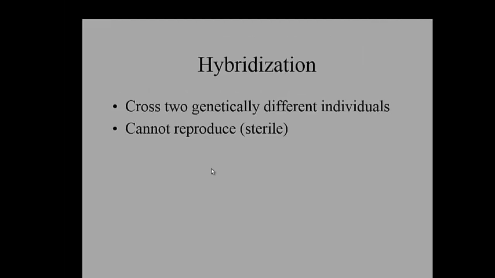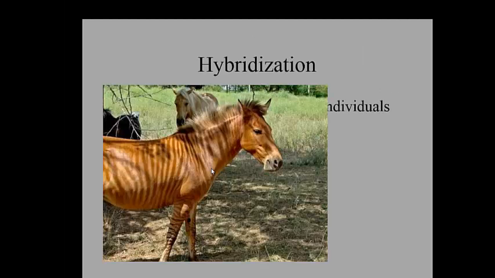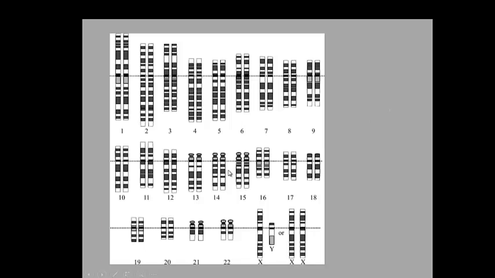Another example of this would be when you mix a horse and a zebra, or a zebra and a donkey. The reason why you might do this is because the zebra's genes are resistant to some of the diseases that are prevalent in horses and donkeys.